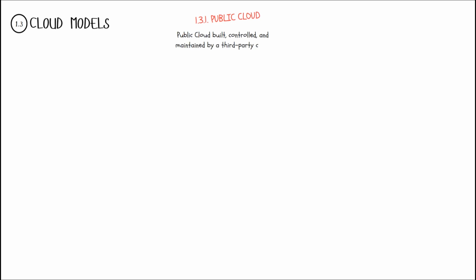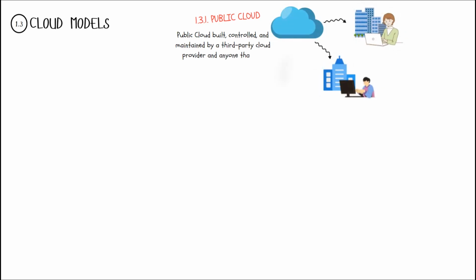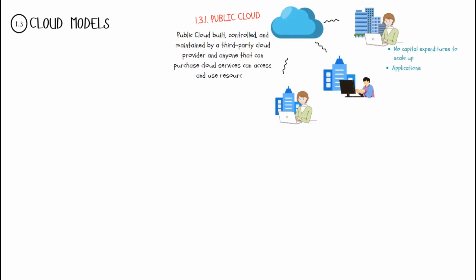A public cloud is run by a third-party company that offers cloud services. Anyone who wants to use these services can access the resources. The main difference between public and private clouds is that public clouds are open for anyone to use.